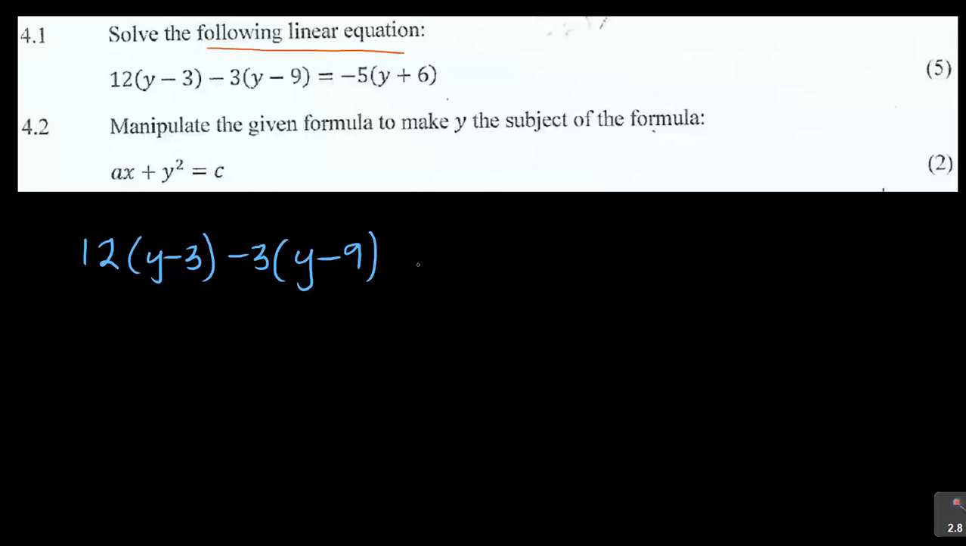First one says solve the following linear equation. It's linear, you are solving for y there. So if you just do it, it's 12 y minus 3 minus 3 y minus 9 is equal to negative 5 y plus 6. So you see what I'm having there.